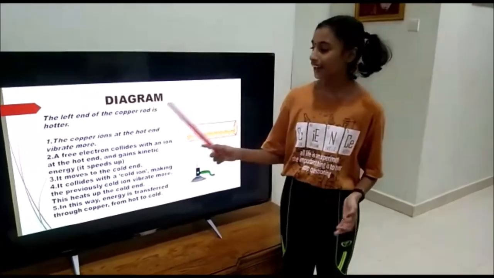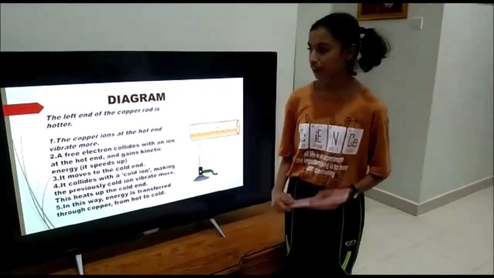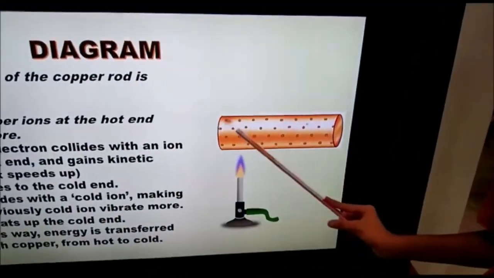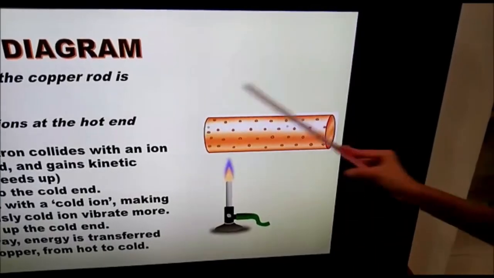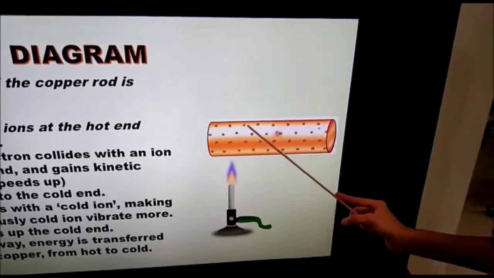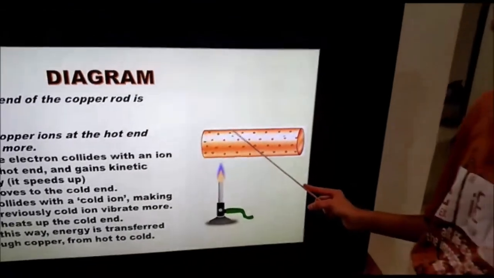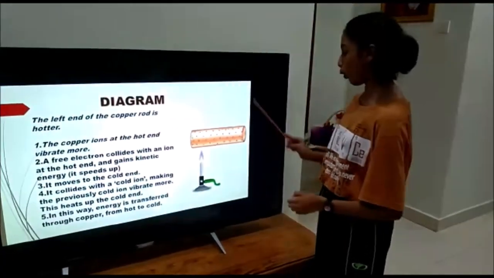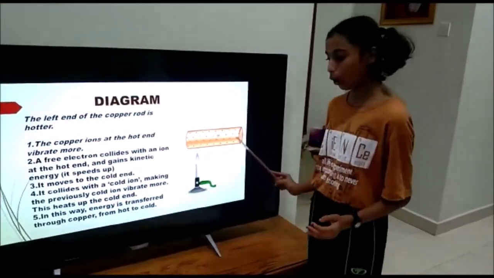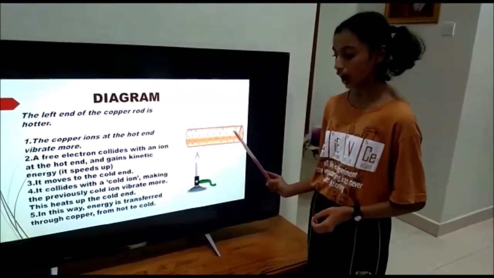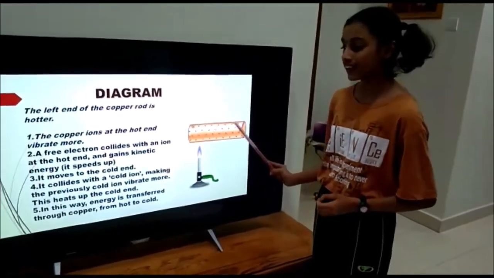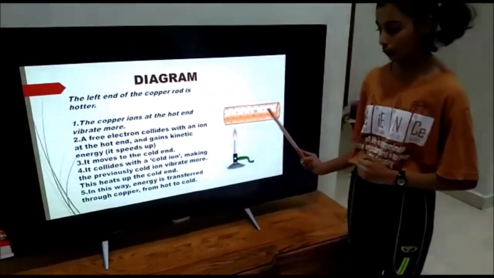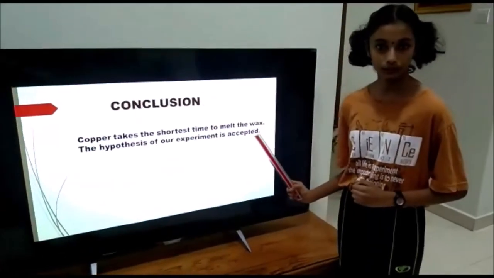Now, let's look at the heat conductivity diagram of copper. The left end of the copper rod is hotter. The copper ions at the hot end vibrate more. A free electron collides with an ion at the hot end and gains kinetic energy. It speeds up. It moves to the cold end. It collides with a cold ion, making the previously cold ion vibrate more. This heats up the cold end. In this way, energy is transferred through copper from the hot to cold.